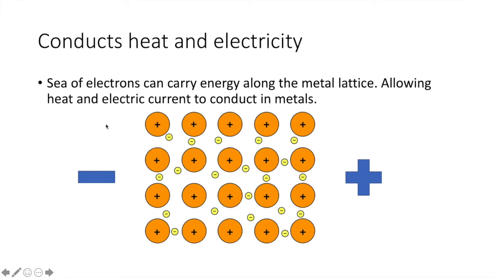Another property is that metals conduct heat and electricity. This happens because the sea of delocalized electrons can carry energy along the metal lattice from the negative to the positive charge, as this allows energy such as heat and electricity to travel across.